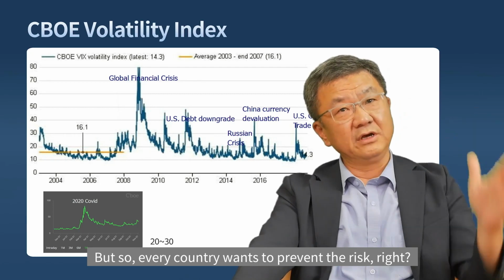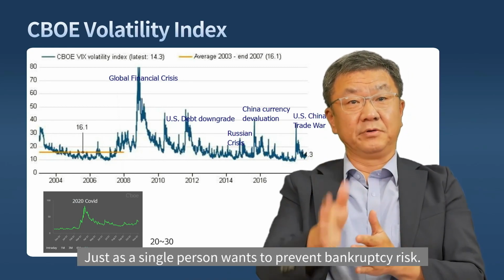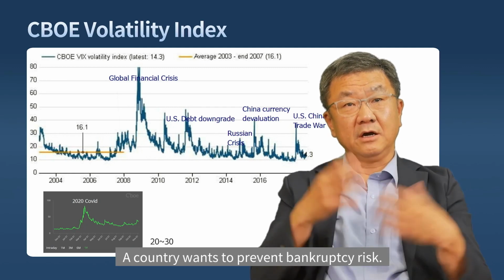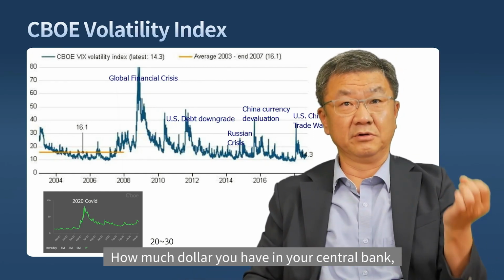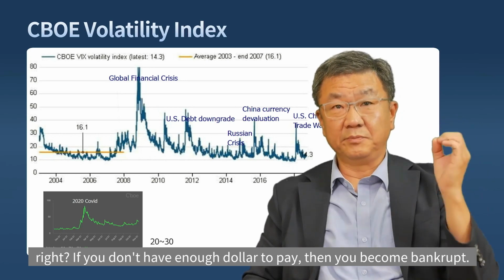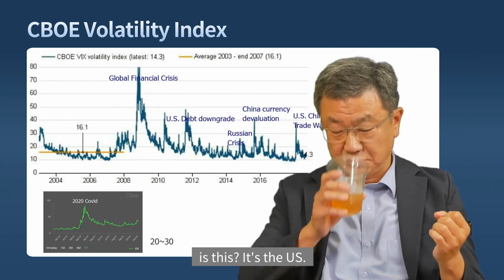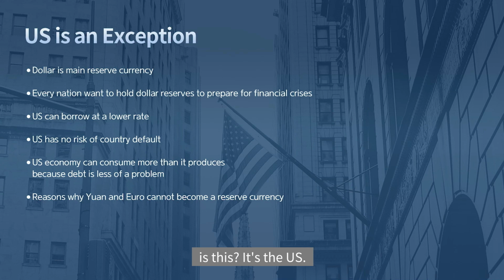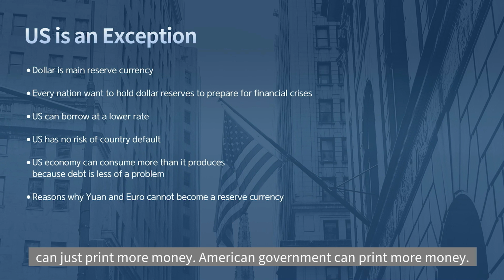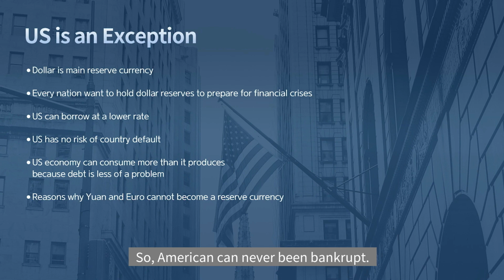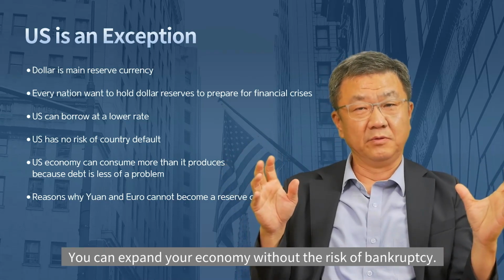So every country wants to prevent risk, right? We want to prevent the risk of bankruptcy. Just as a single person wants to prevent bankruptcy risk, a country wants to prevent bankruptcy risk. What determines the bankruptcy risk is how many dollars you have in your central bank, right? If you don't have enough dollars to pay, then you become bankrupt. But one country in the world can never be bankrupt. Which country is this? It's the US. Because they have to pay in dollars, the American government can just print more money. So America can never be bankrupt. This is the benefit of having a reserve currency. You can expand your economy without the risk of bankruptcy.